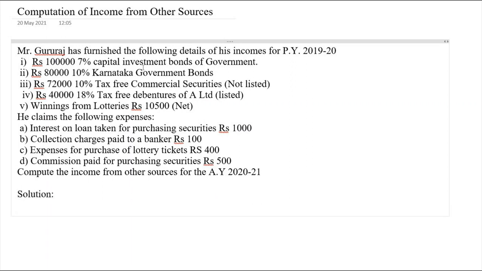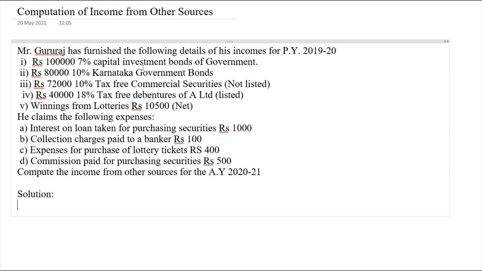The first one, interest on capital investment bonds, is exempted from tax under section 10 subsection 15. Then interest on Karnataka government bonds is taxable. Then 72,000 at 10% tax-free commercial securities: here we first need to calculate the interest. 10% of 72,000 comes to 7,200, as these are tax-free securities, so it is to be grossed up. Similarly, interest on tax-free debentures is to be grossed up.